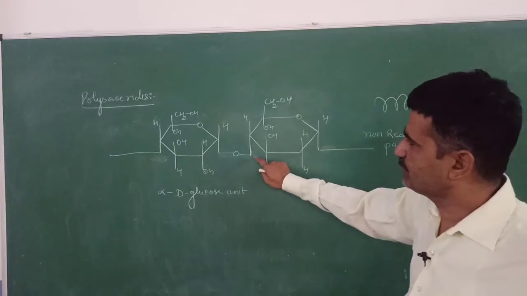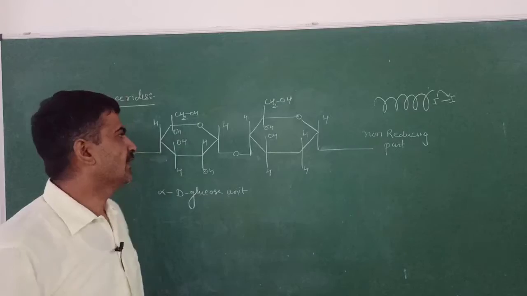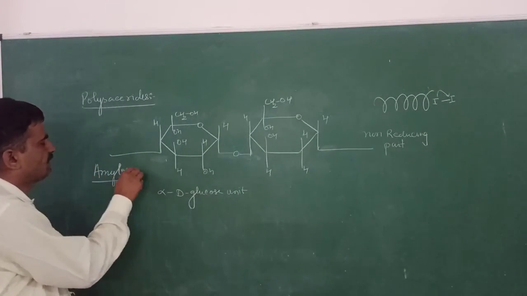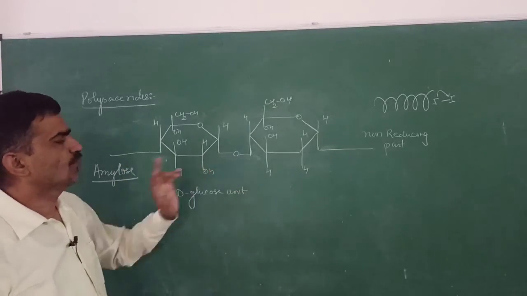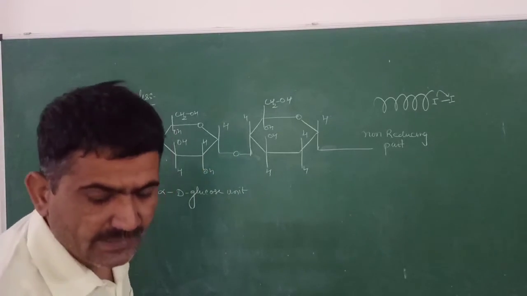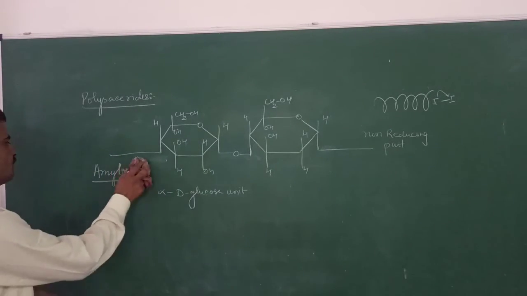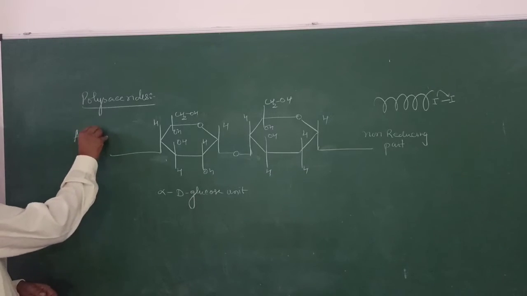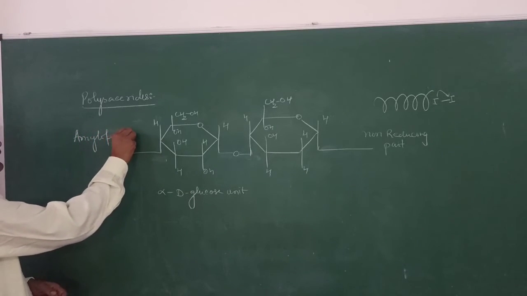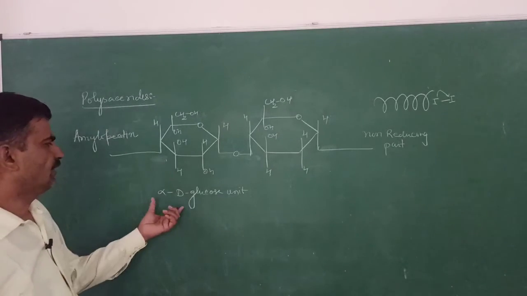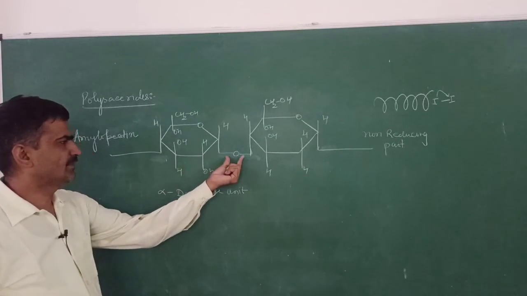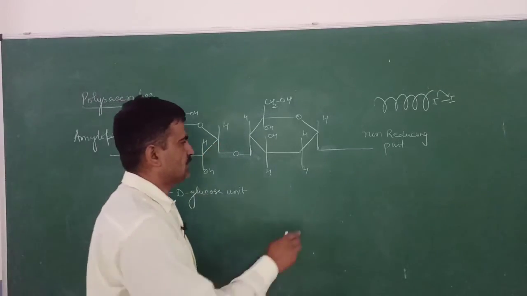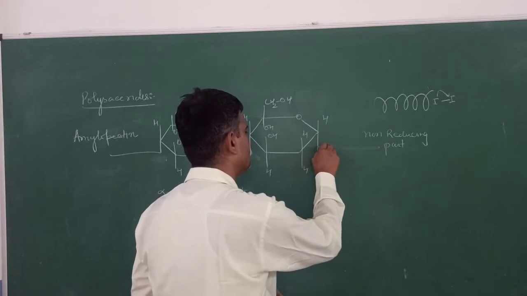Here in this part is the amylose part. In amylose, this is the straight chain. These are linked together by means of the C1-C4 linkage. But if you see the second part of this starch, this is the amylopectin. Amylopectin is also made up of alpha D glucose units, and these are joined together by means of the glycosidic linkage. This is C1-C4 linkage, and there is also C1-C6 linkage.